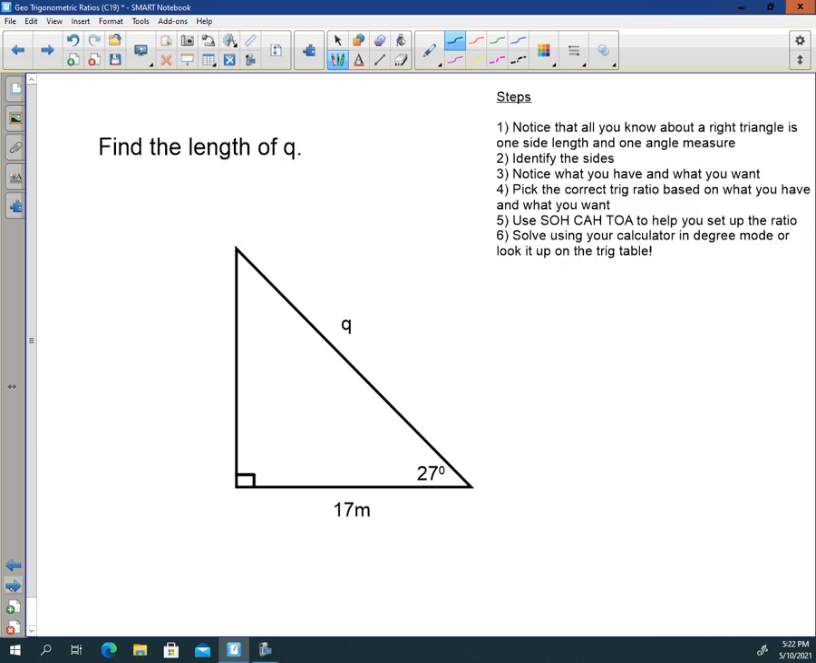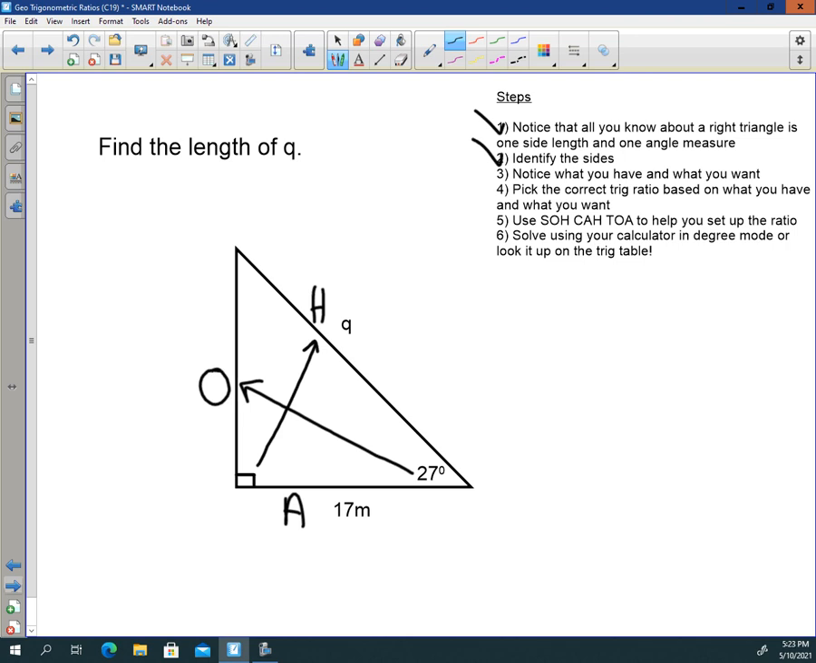Let's do another one. Now we're going to find the length of Q. First of all, what I noticed about my right triangle is that I only have one side length and one angle measure. So I'm going to identify those sides. Now my theta is 27, and directly across from that 27 is the opposite side, so I'm going to label that O. The hypotenuse is always across from the 90-degree angle, leaving this other side to be the adjacent, and now I have identified the sides.